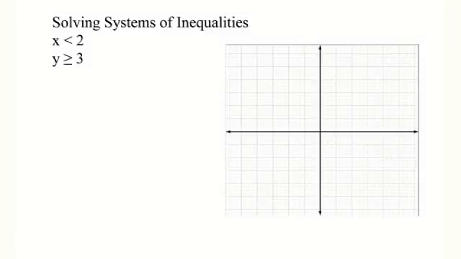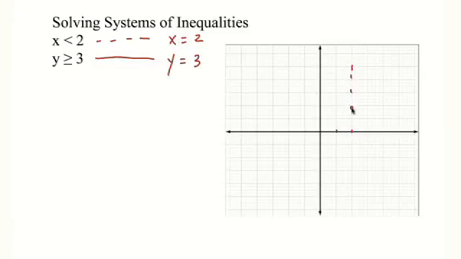This first one, x is less than 2. Now again, if you go back and watch the lesson we did in Chapter 2 on this, you'll know that this is a dotted line. And this one's going to be a solid line, and that's basically because of the equal sign underneath. This is a vertical line, x equals 2, and this is a horizontal line, y equals 3. So we go over here, and this is 1, this is 2, so x equals 2 is a dotted line. And the y equals 3 is a solid line.